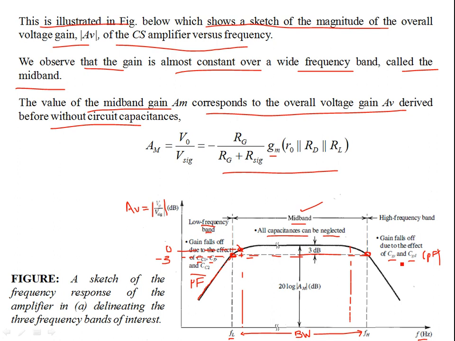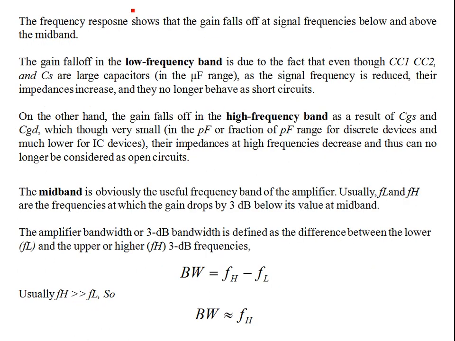Similarly, for the small internal capacitances at high frequencies above FH, these capacitances cannot be treated as open circuit components, and they start to show their effect in the frequency response, where the gain starts dropping off. They start acting as short circuits, so you cannot treat them as open circuits above FH. So the frequency response shows that the gain falls off at signal frequencies below and above the midband.